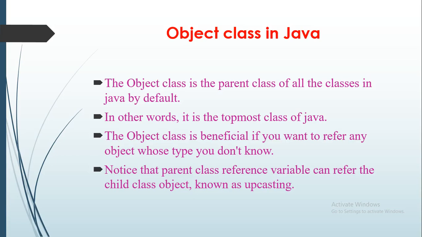The Object class is beneficial if you want to refer to any object whose type you don't know. A parent class reference variable can refer to a child class object, which is known as upcasting.